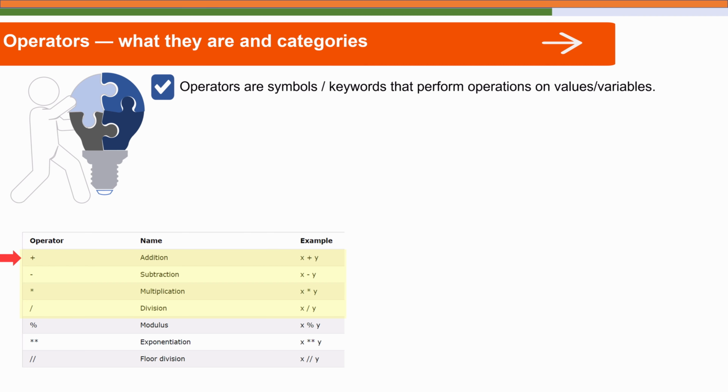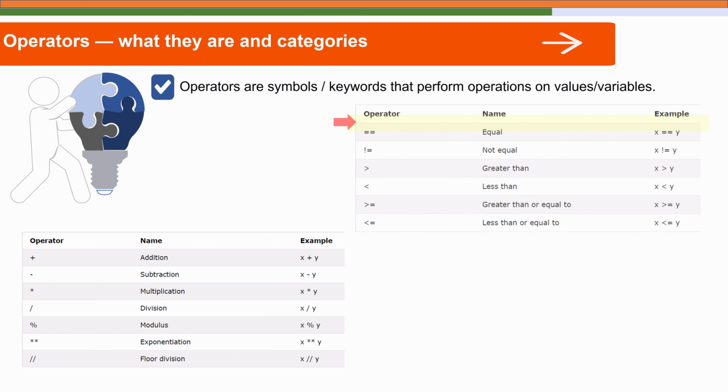The plus sign performs addition, the minus sign is for subtraction, asterisk is for multiplication, and forward slash for division, which always produces a floating point result. The percent sign gives the modulus or remainder of a division. The double asterisk represents exponentiation, such as x ** y means x raised to the power of y. Finally, double slash performs floor division, which rounds the quotient down to the nearest whole number.